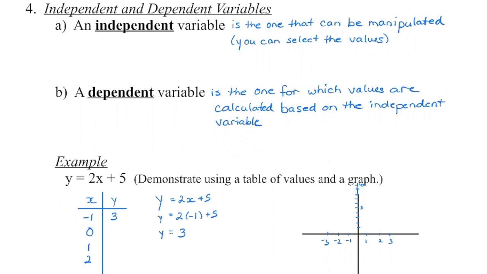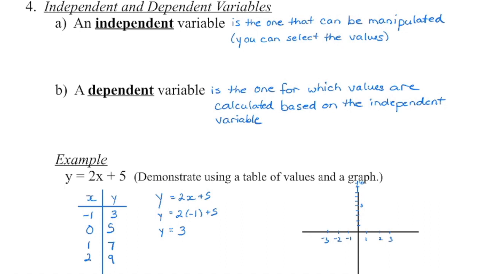So we're going to take our next value. We're going to put in a 0. If I put in a 0 for x, 0 times anything is 0. So that whole term is gone. And I'm left with a 5. So when x is 0, y is 5. Continue on. If we substitute in a 1 for the value of x, 2 times 1 is 2. 2 plus 5 is 7. So now y is 7. And the last one, if I substitute in a 2 for x, 2 times 2 is 4. 4 plus 5 is 9. That's going to give me my ordered pairs, which we can then come over and graph.